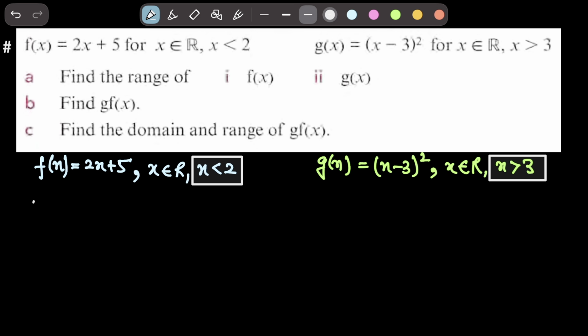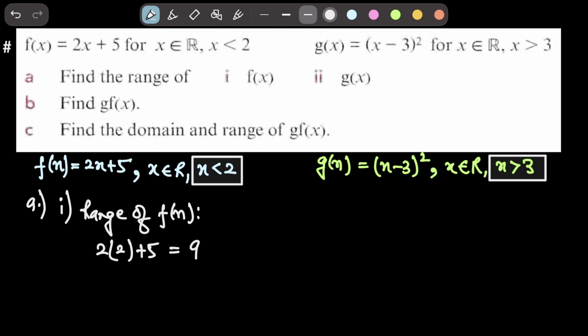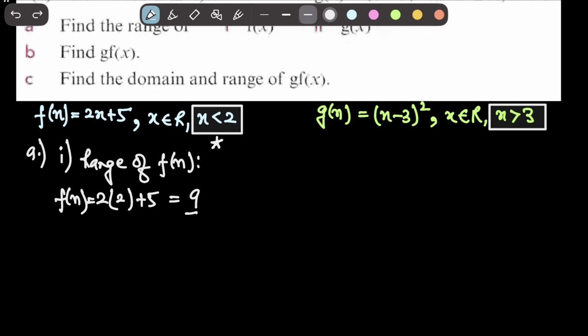So let's start with part A of this question, which is asking us for the range of f of x. So the range of f of x is to be calculated. We can see that f of x is a straight line and f of x is defined for all x which are less than 2. So I will say 2 times 2 plus 5, that is 9. Since x cannot be equal to 2, the function f of x can never attain the value 9. So the range of function f of x is to be taken as less than 9.